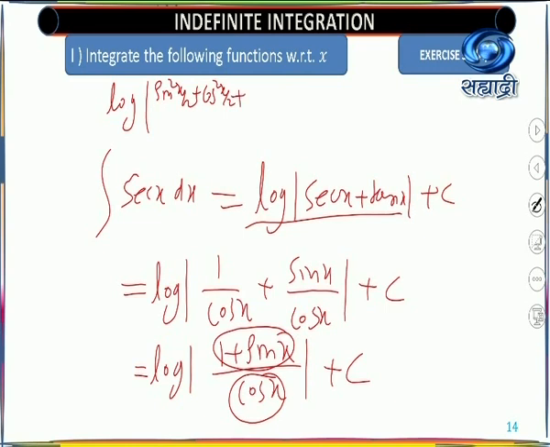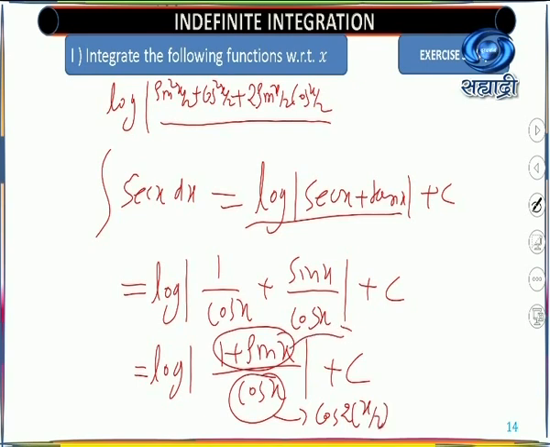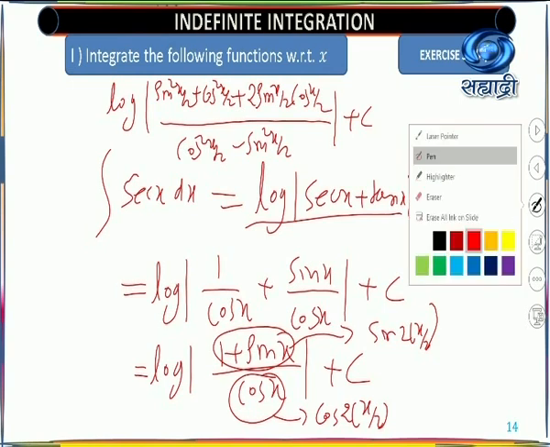Plus sin x I will write as 2 into sin x by 2 cos x by 2. What is your denominator? Denominator is cos x, that you are able to write as cos of 2 into x by 2, as here we wrote sin of 2 into x by 2. Their expansion is, so here you will get cos square x by 2 minus sin square x by 2. This formula you are already having.